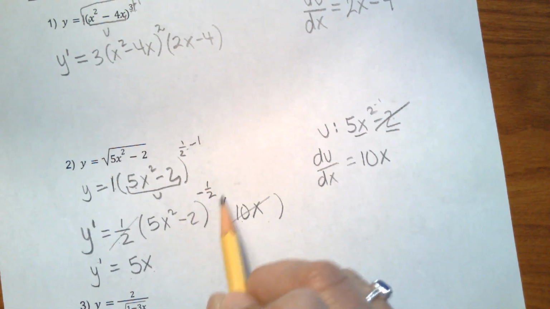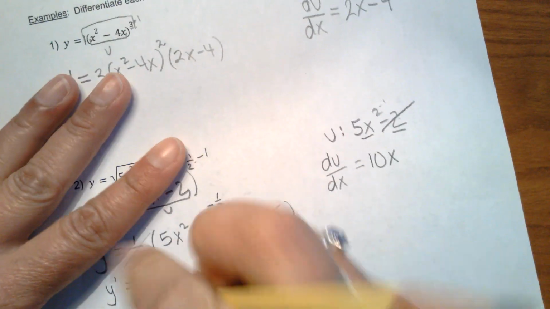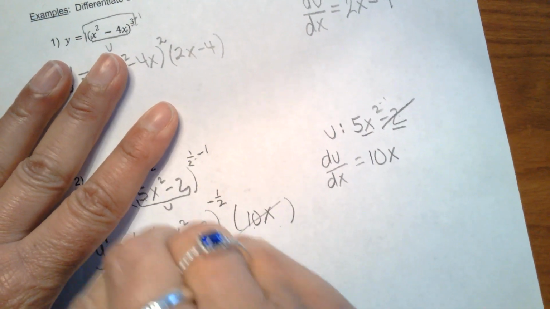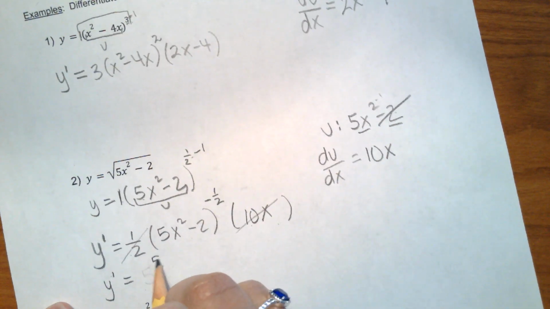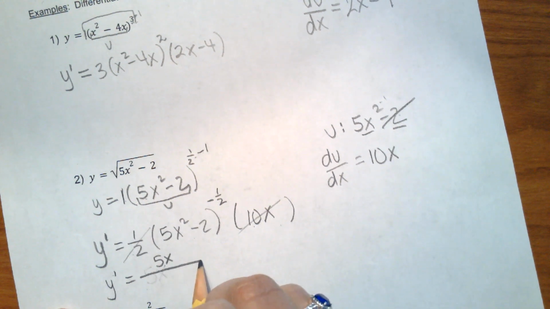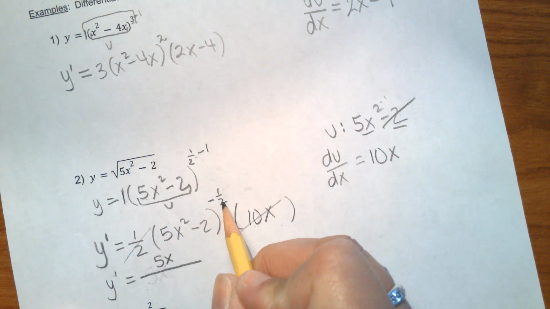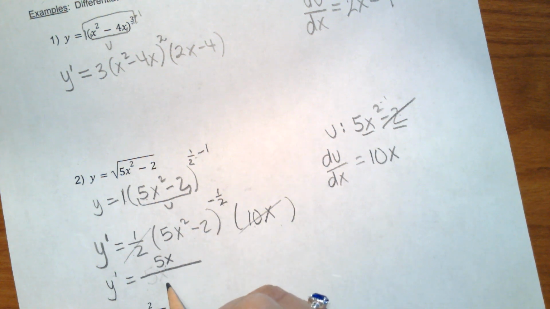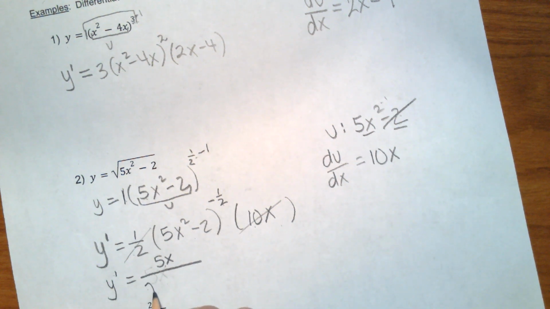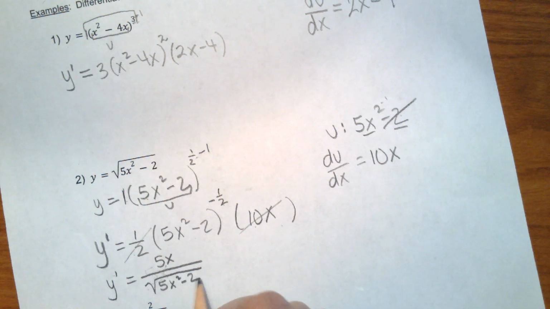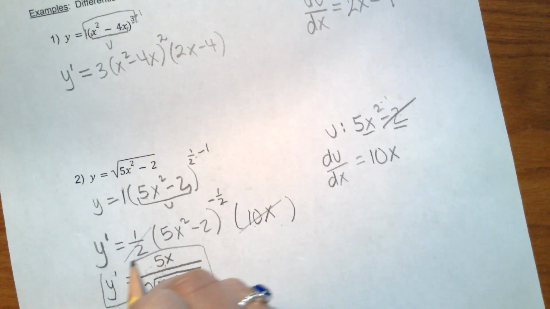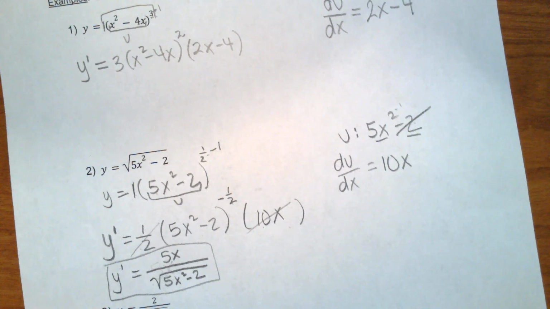And then I see this has a negative, so I'm actually going to write it a little bit smaller for everybody. I didn't make a mistake, I'm just writing it smaller. So this would be 5x over, because this is a negative power. Remember, negative powers belong in the denominator. It is a square root, so I am going to put the square root of 5x squared minus 2. Put a little box around it. There you go.